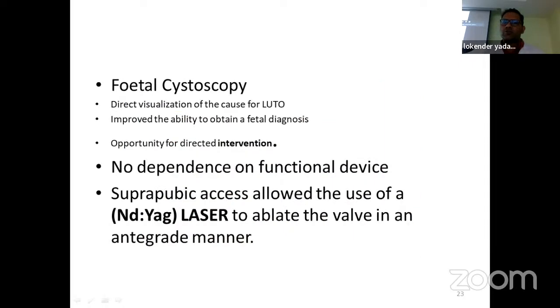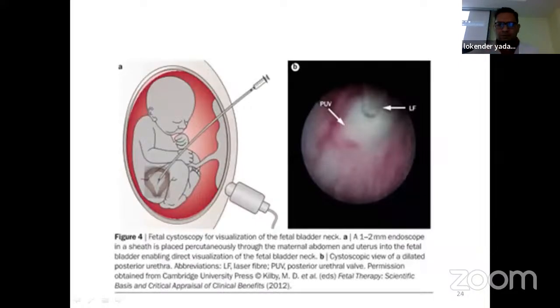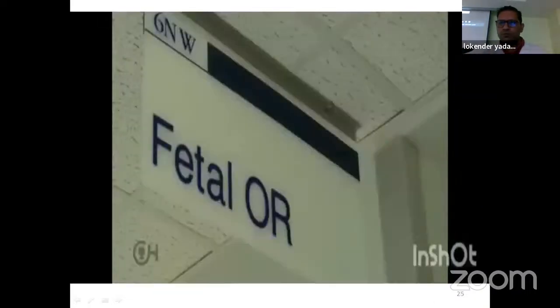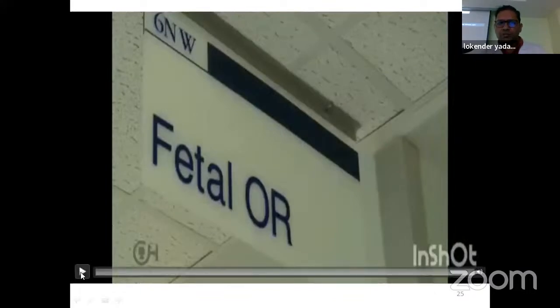In fetal cystoscopy, there is direct visualization of the cause of lower urinary tract obstruction. It improves the ability to obtain the fetal diagnosis, and there is an opportunity for a directed intervention. There is no dependence on a functional device, and a suprapubic access allows the use of an antegrade laser to ablate the valve in an antegrade manner. In this, there is visualization of the posterior urethral valve while doing a fetal cystoscopy. Here is a video of placing a vesicoamniotic shunt, the Rodeck shunt, in a fetus.